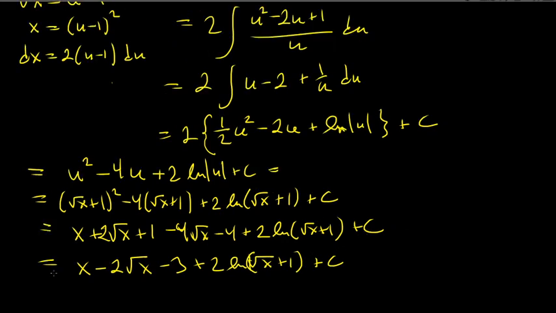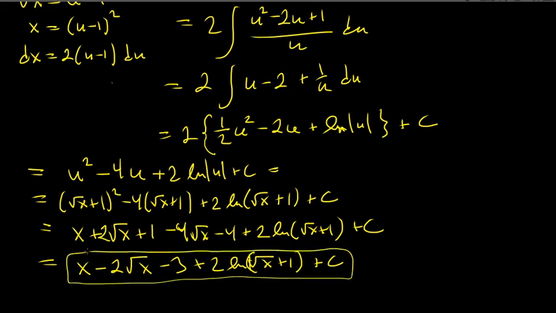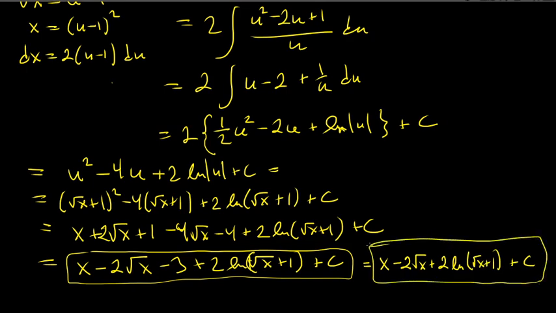Oh, and that's it, right? Good enough. And as I mentioned earlier, in the previous one, I think, x minus 2 square root of x plus 2 natural log of, again, absolute value, doesn't matter, square root of x plus 1, and then plus c. Same thing, right? Same answer.